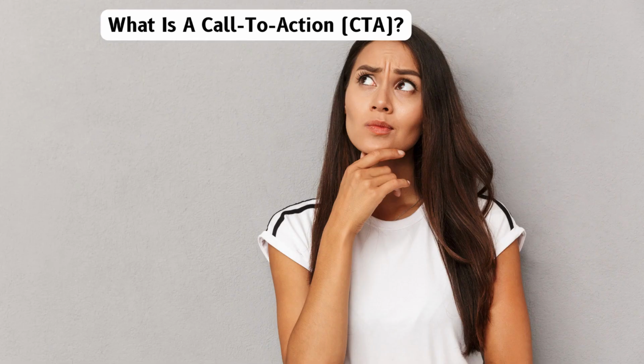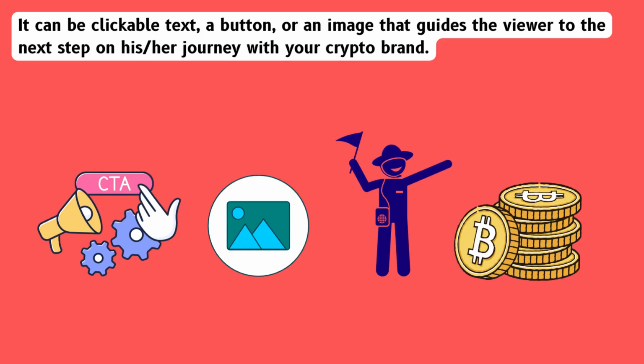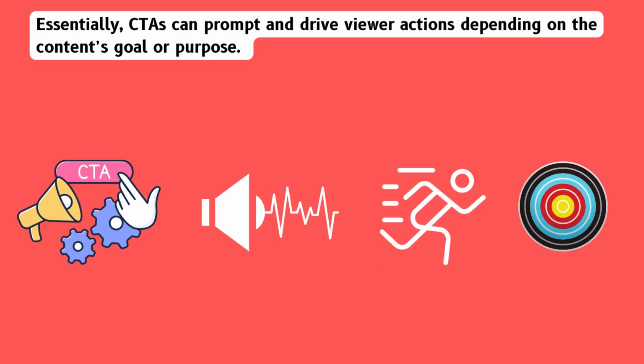What is a call to action? A CTA is some sort of stimulus in the form of a word or short phrase on your website, email, or another piece of content encouraging visitors to take some desired action. It can be clickable text, a button, or an image that guides the viewer to the next step on their journey with your crypto brand. Essentially, CTAs can prompt and drive viewer actions depending on the content's goal or purpose.